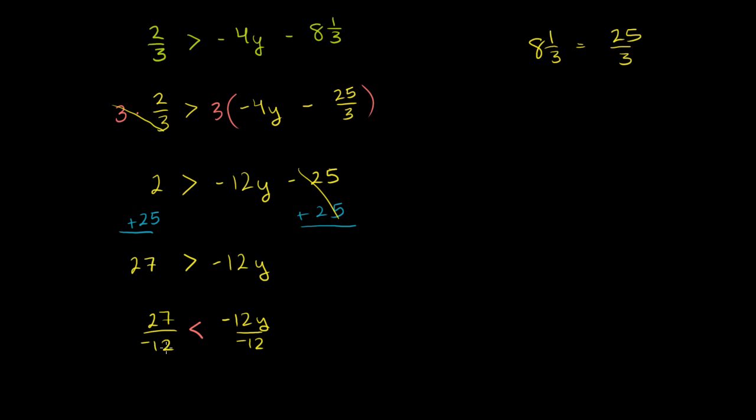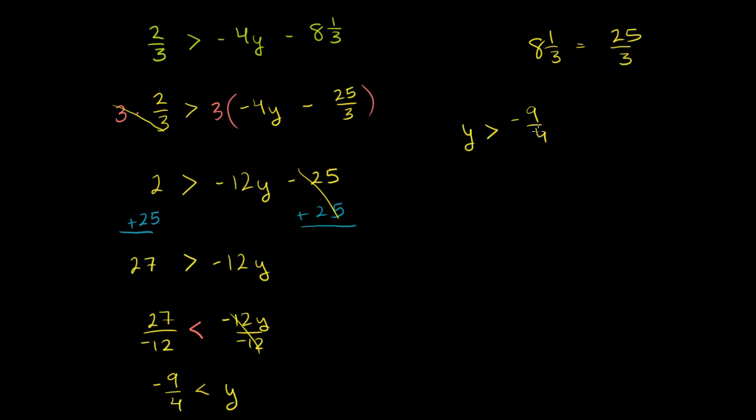So 27 divided by negative 12, well, they're both divisible by 3. So if we divide the numerator and the denominator by 3, we get negative 9 over 4 is less than, these cancel out, y. So y is greater than negative 9/4, or negative 9/4 is less than y. And if you wanted to write that, so our answer is y is greater than negative 9/4. I just swapped the order. You can say negative 9/4 is less than y.